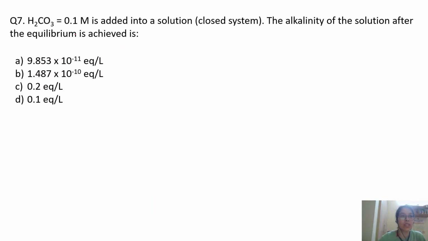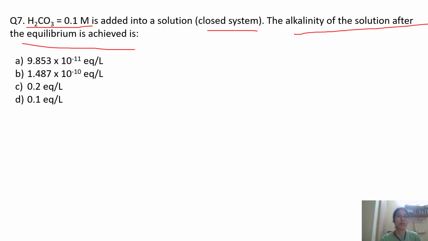Carbonic acid is given as 0.1 molar. This is a Visual Minteq question and the solution is closed, meaning no CO2 is being dissolved. We have to find the alkalinity of the solution after equilibrium is achieved. So the answer is 1.487 into 10 raised to power minus 10 equivalent per liter.